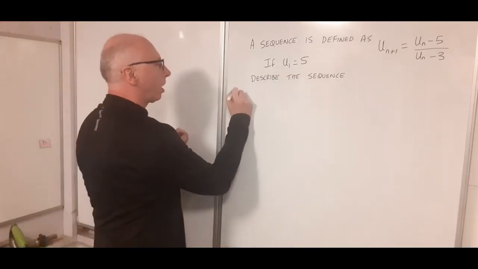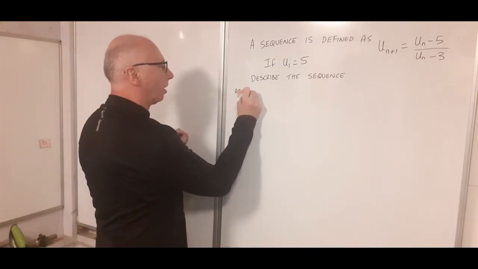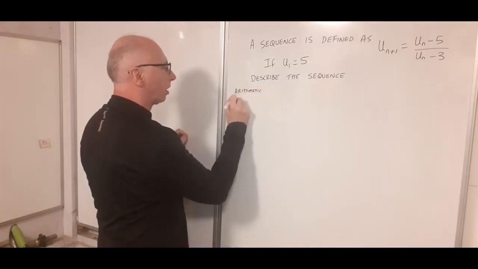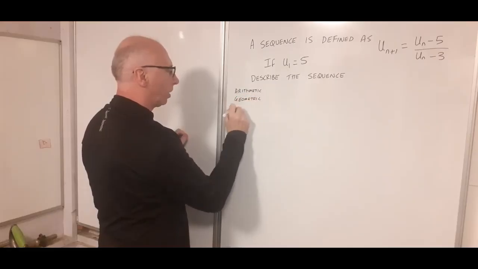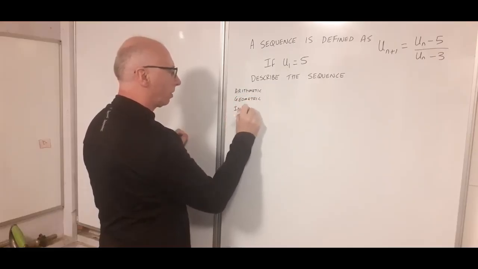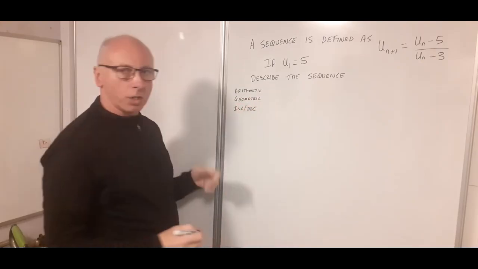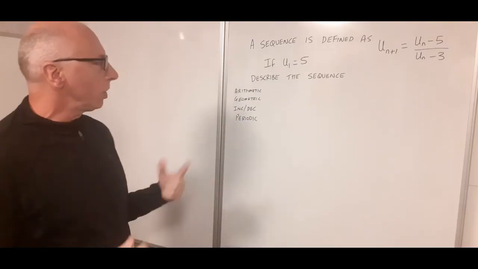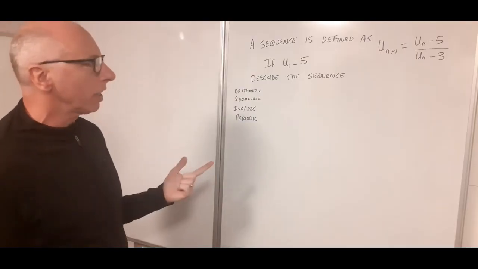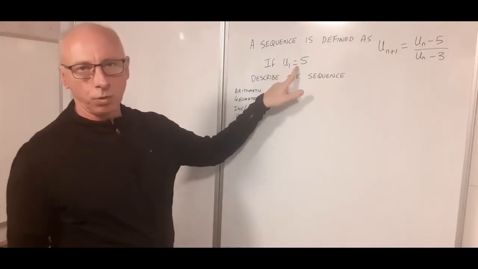So our options are arithmetic, we could have geometric, we could have increasing or decreasing, and we could also have periodic. There are options. So which is it going to be? Well, let's do some investigation. So we've got u1 already.